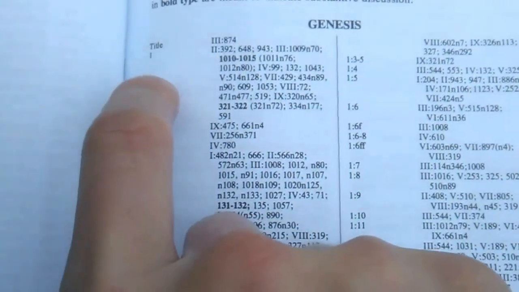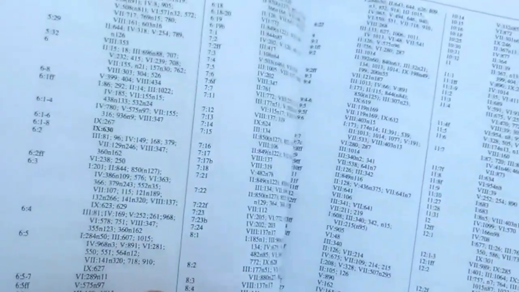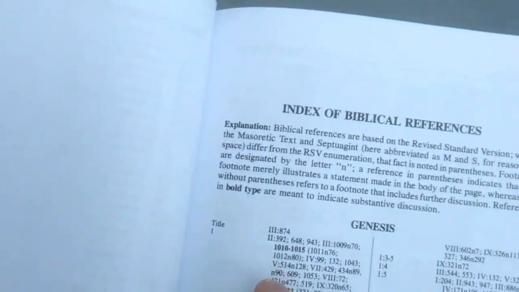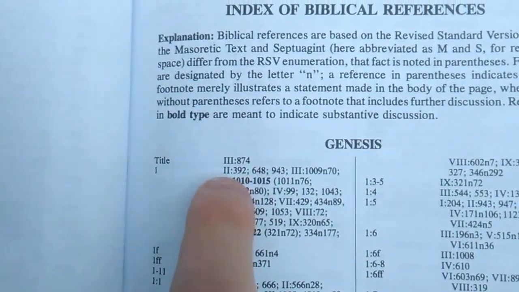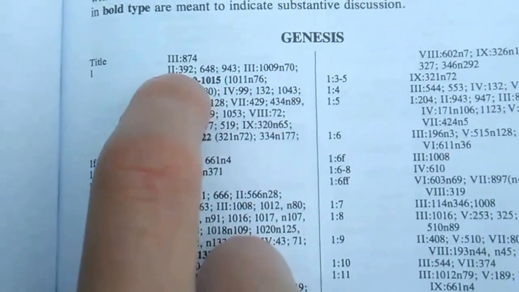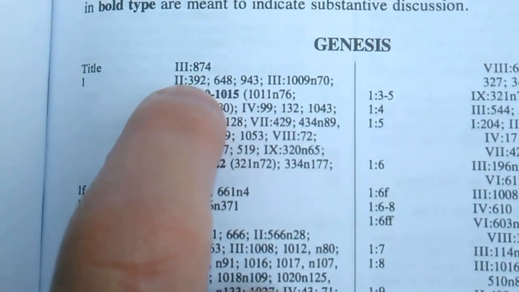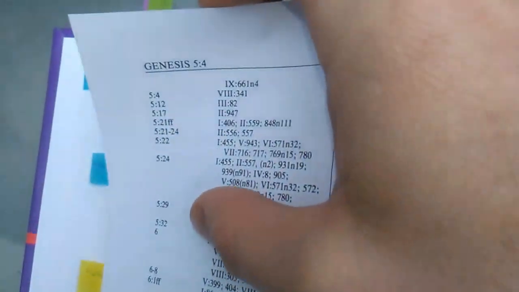So if you're reading Genesis, let me see, I'm just making sure I got that. Yeah, so if you're in Genesis chapter 1, it'll give you the volume and the page number, so volume and page number. So if I'm reading Genesis chapter 2, I'm in volume 3 now.